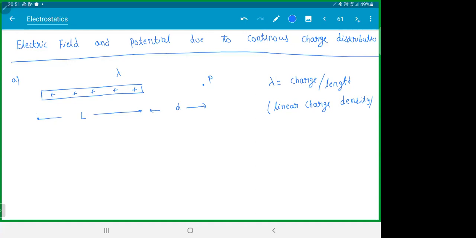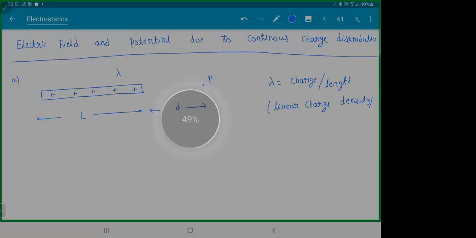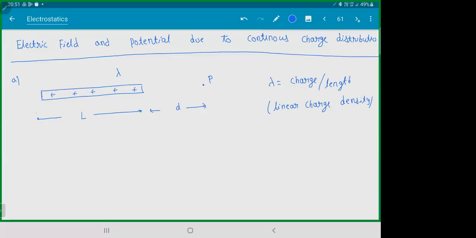How do you approach this? Others, hands on. Lambda by L epsilon, can't do that, right? See, let me help you with one.